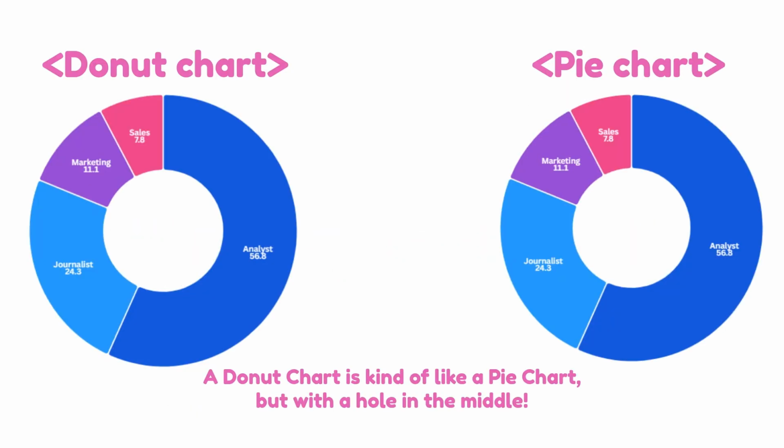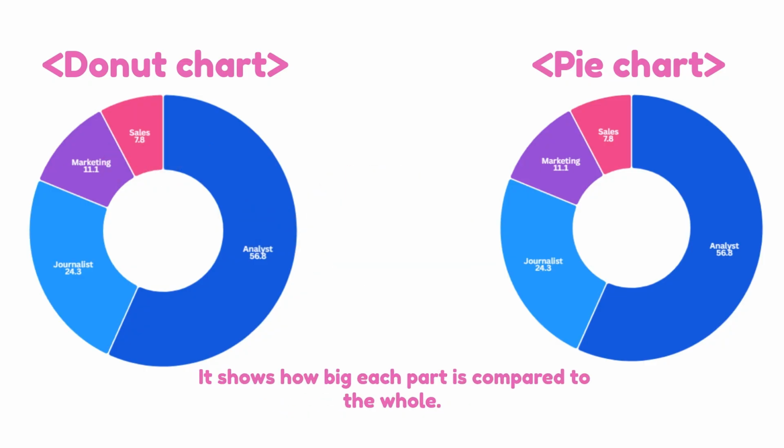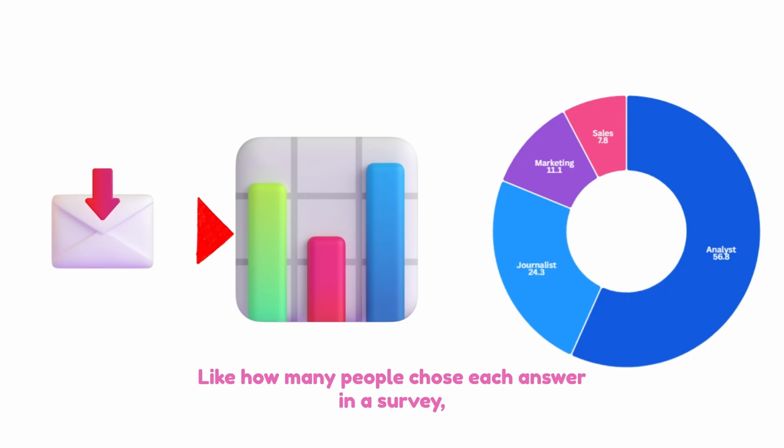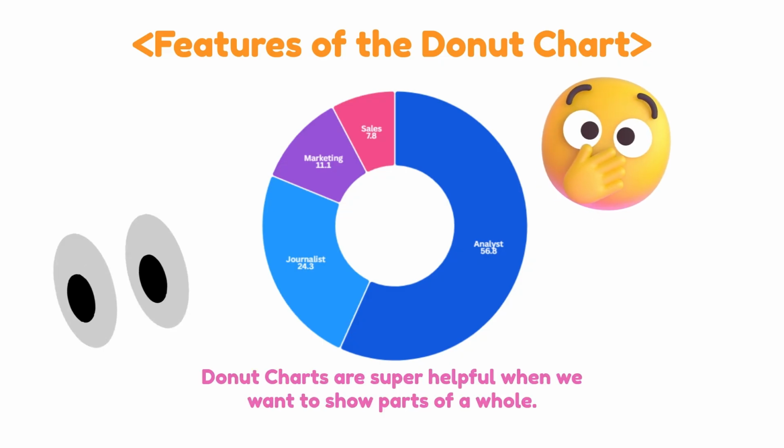A donut chart is kind of like a pie chart, but with a hole in the middle. That's why it looks like a donut. It shows how big each part is compared to the whole. We use it to show how things are divided, like how many people chose each answer in a survey, or what percentage of a project is finished. Donut charts are super helpful when we want to show parts of a whole.